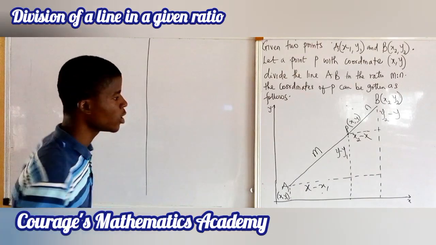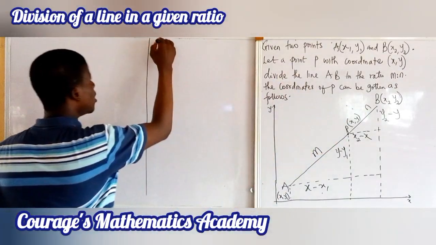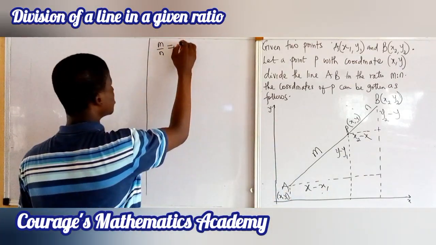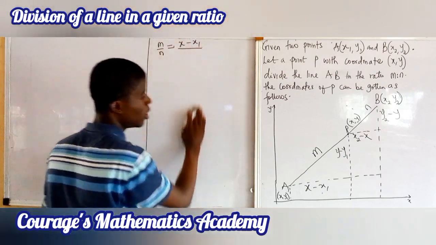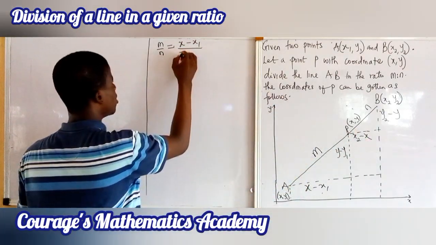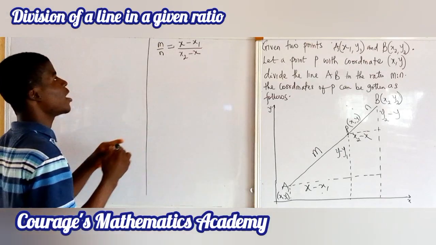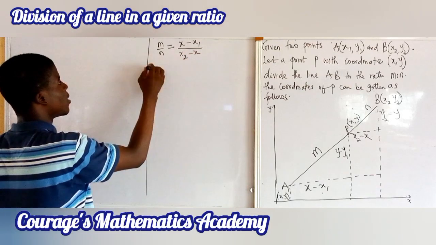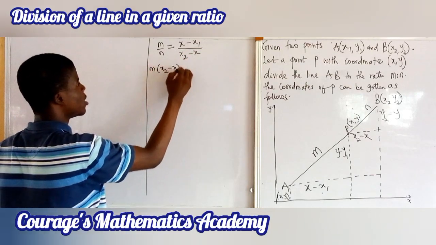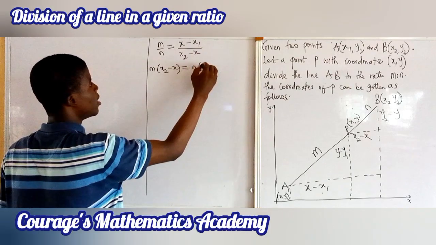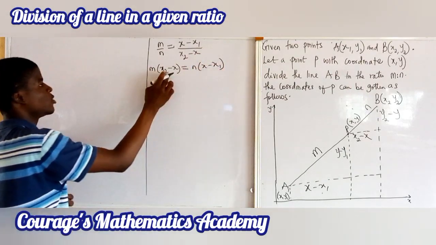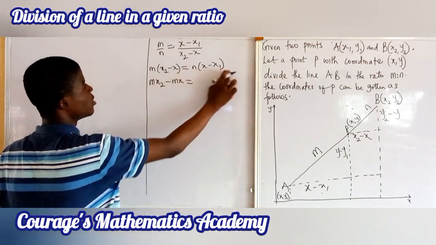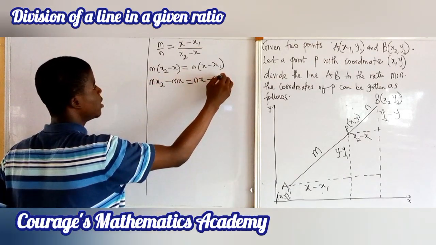So to get it, we will say m ratio n, that's m over n, is equal to x minus x1, all over x2 minus x. So let's make x the subject of the formula. So cross multiply. m times x2 minus x is equal to n times x minus x1. So m into this we have mx2 minus mx, and n into this we have nx minus nx1.